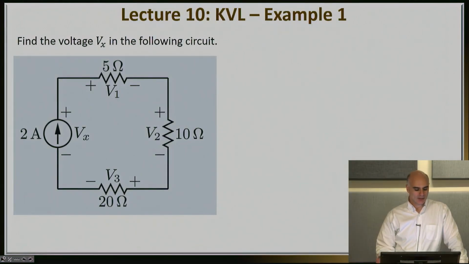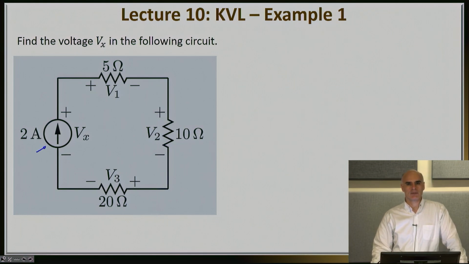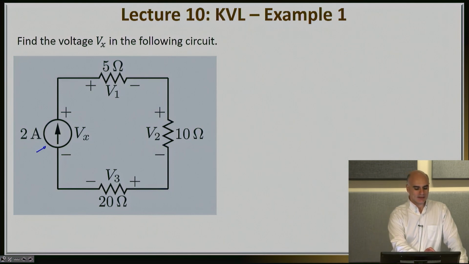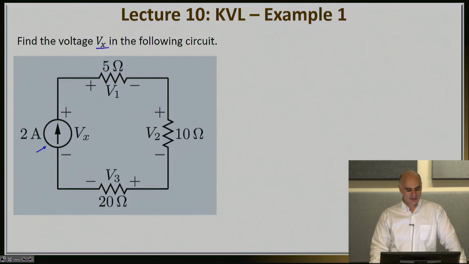In this circuit we have an independent current source of 2 amps and then we have 3 resistances, and all of these components are in a single loop. The question is to find the voltage drop Vx across the 2 amp current source, with the polarity shown in the figure.